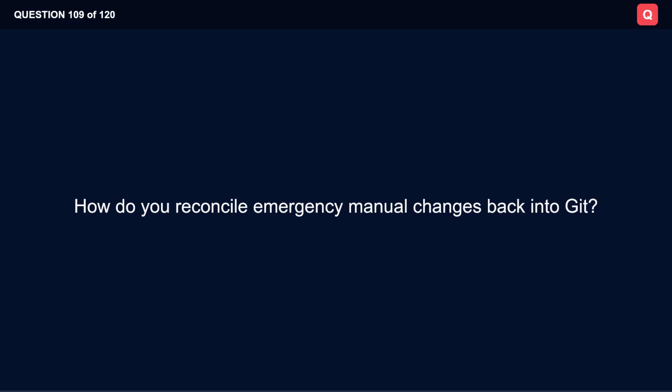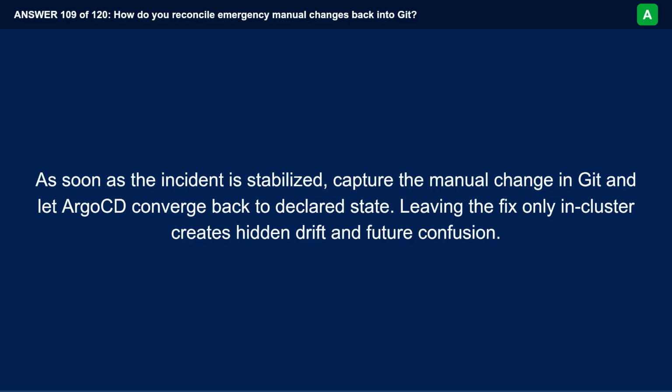How do you reconcile emergency manual changes back into Git? As soon as the incident is stabilized, capture the manual change in Git and let ArgoCD converge back to declared state. Leaving the fix only in cluster creates hidden drift and future confusion.